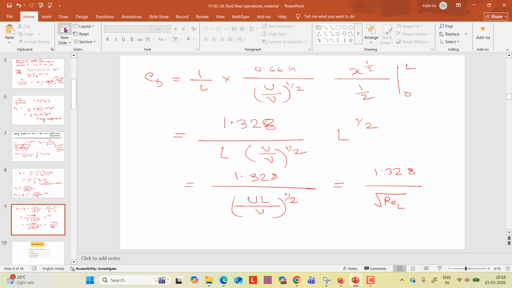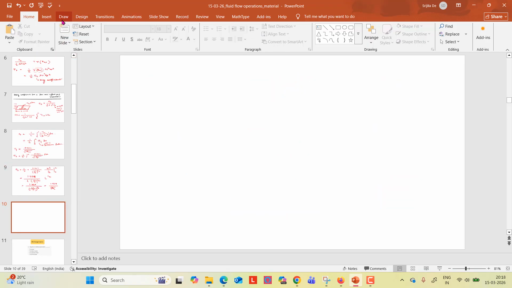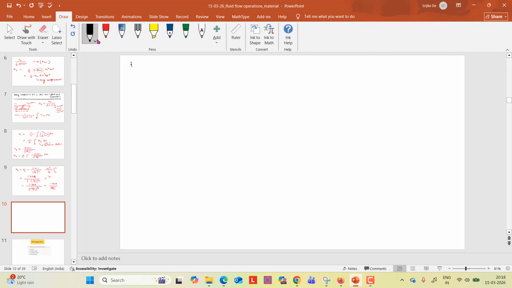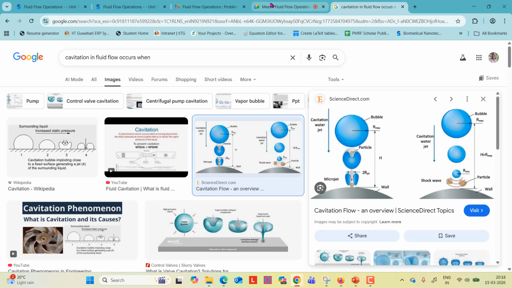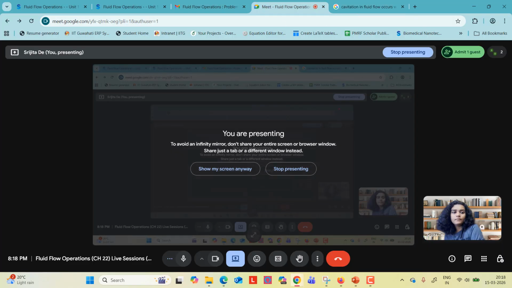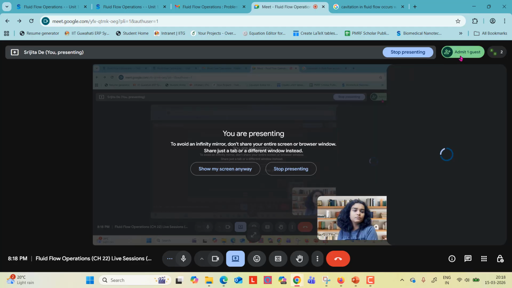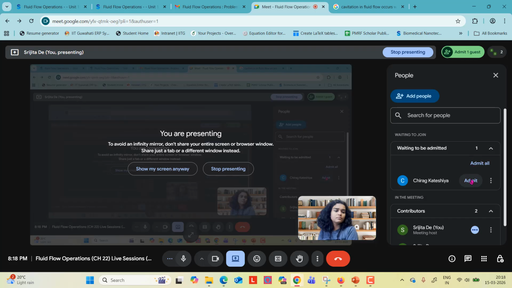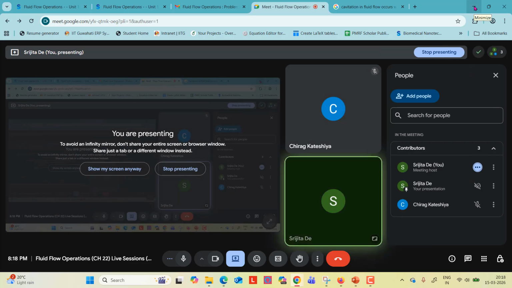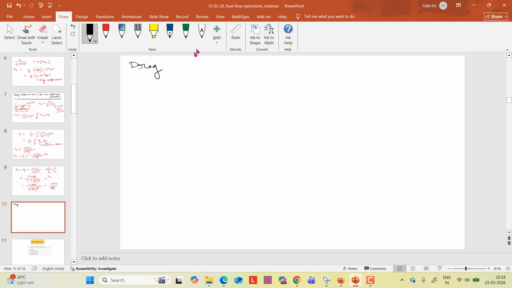Now, for the drag coefficient for flow over a flat plate in the turbulent region, in case of turbulent flow basically.